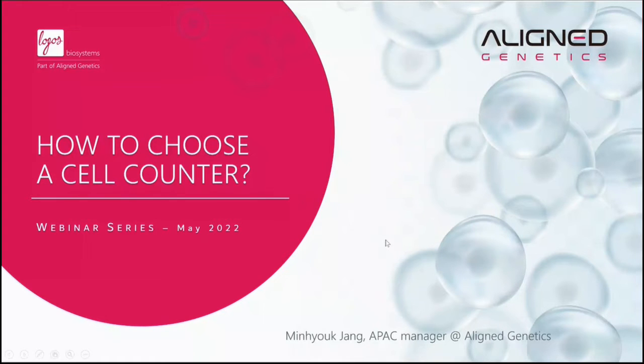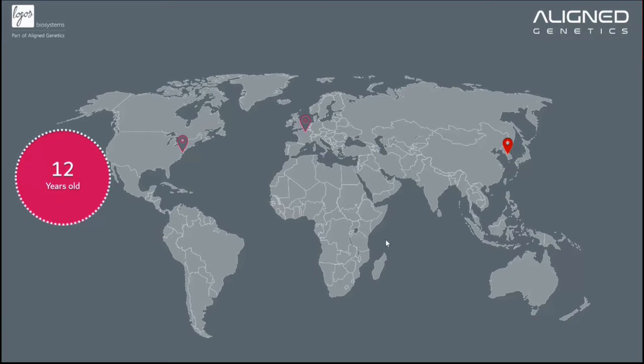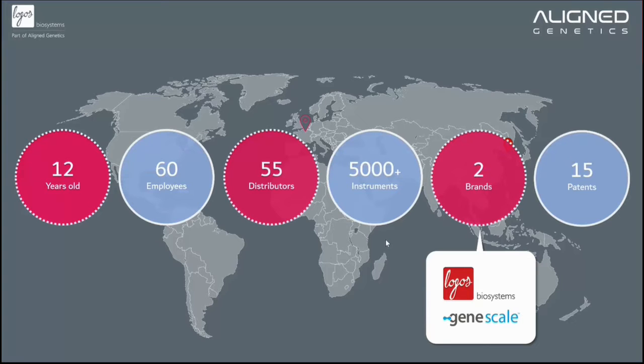First, let me share some information about Align Genetics. Align Genetics, formerly Logos Biosystems, was founded in 2008. We have a large network of partners worldwide with a deep focus on innovation. We have two brands, GeneScale, which is an in vitro diagnostic point-of-care solution brand, and Logos Biosystems, which is already a leader in imaging solutions for life science, including digital microscopes, tissue clearing solutions, and cell counters. Today, we will talk about cell counters.